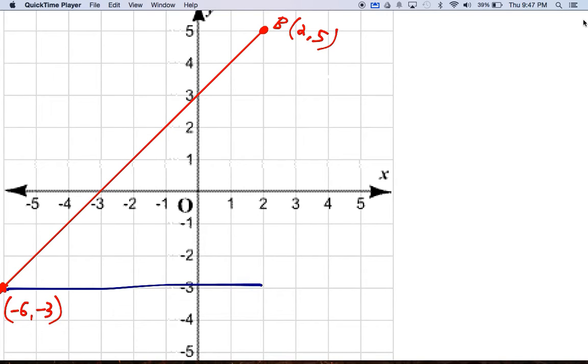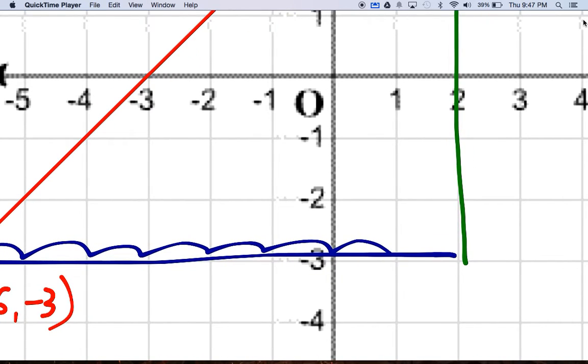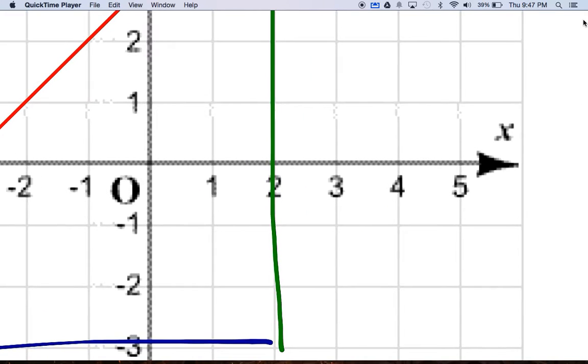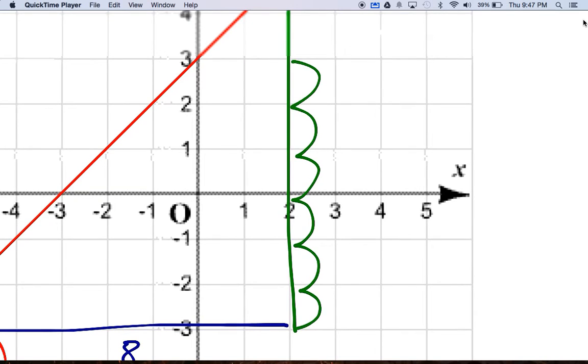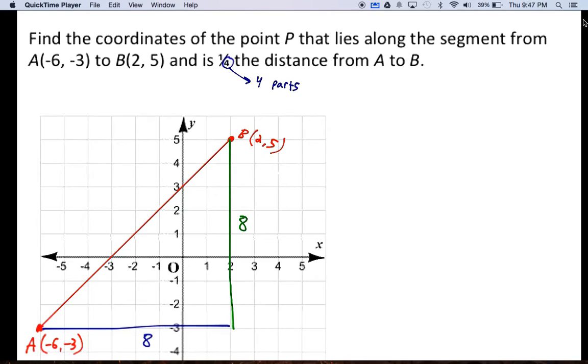I'm going to draw my line over, and I'm going to draw my line up. And if I count over, I get 1, 2, 3, 4, 5, 6, 7, 8 over. And if I count up, I get 1, 2, 3, 4, 5, 6, 7, 8. Nice how that works out. And so, like I said before, we have 4 total parts for this one.